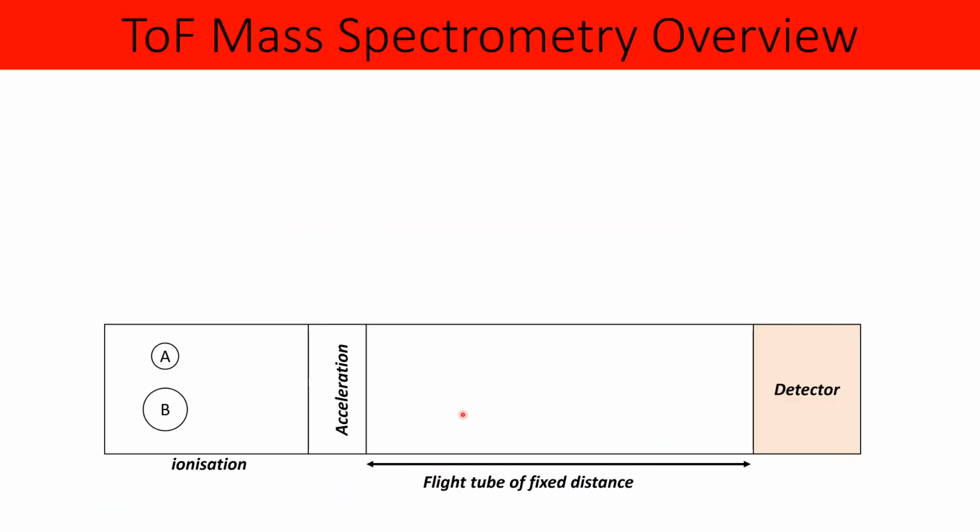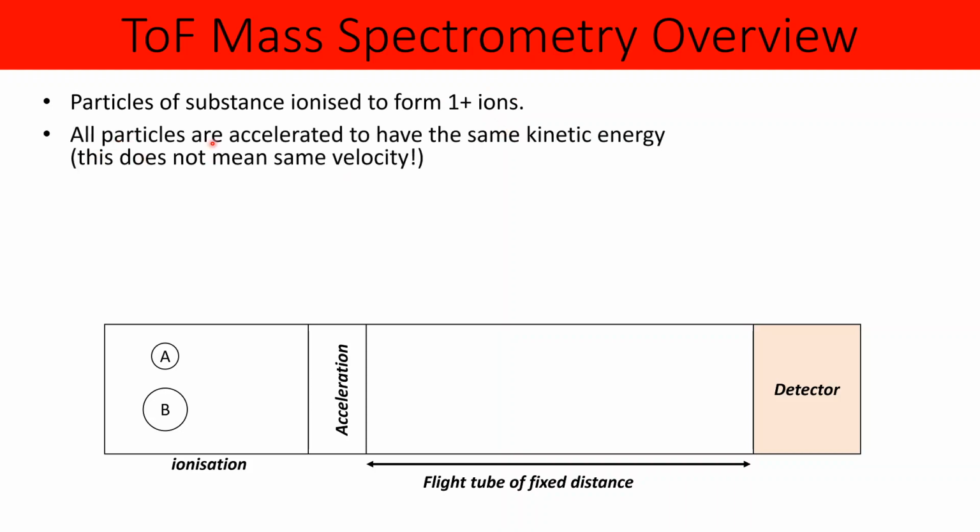So let's do a bit of an overview on time of flight mass spectrometry. What you do to start with is you take particles of your substance, typically atoms or molecules, and you ionise those atoms or molecules, forming +1 ions. All of your particles are then accelerated so that they have the same kinetic energy. In other words, every single particle gets given the same kinetic energy, but that does not mean their velocity is the same. Their velocity will be very different depending on their mass.